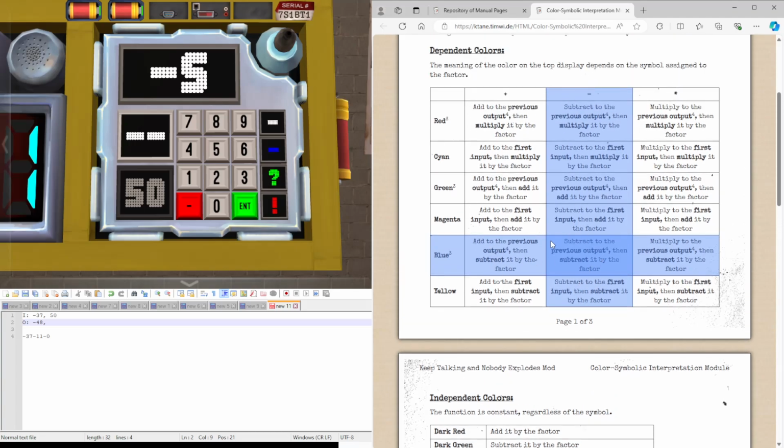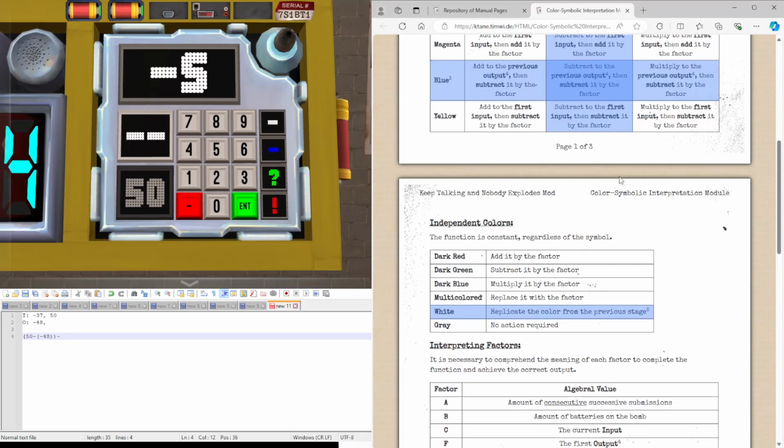So, using our input, we're going to be subtracting the previous output. This time we do have a previous output. So 50, subtract the previous output from it. So the previous output was negative 48. This is going to be 50 minus 48. And then subtracting the factor, which in this case is S this time.